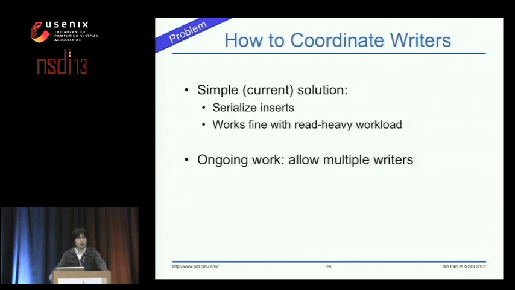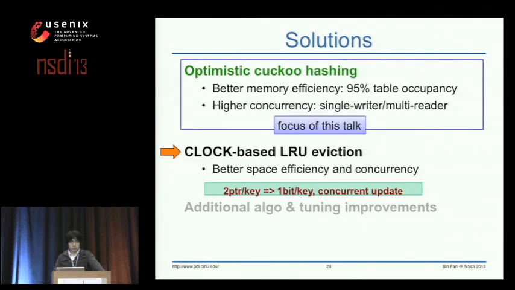So now we have solved the problem of coordinating the reader and the writer. To coordinate the writer and the writer, we take a very simple approach in our current solution: we just serialize all inserts. And this is good enough for read-heavy workloads. One of our ongoing works is to try to support multiple writers. So this is the first part, the optimistic cuckoo hashing.